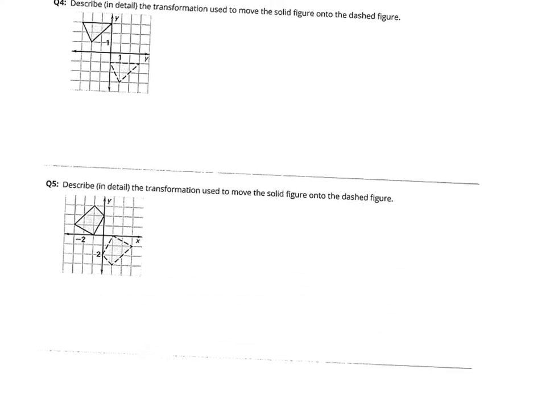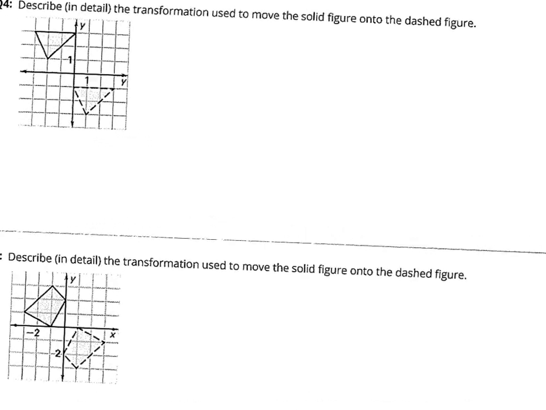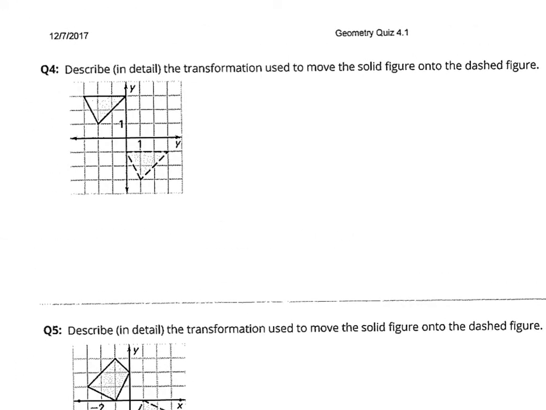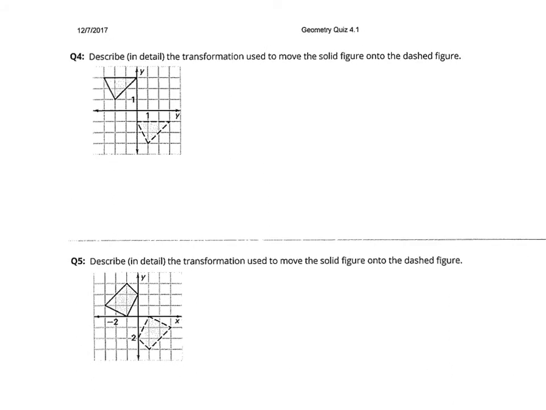Okay, 2 more questions here, I believe. Maybe 3. I think there's 3. In 4 and 5, they're kind of both the same. So we're just wanting you to describe in your own words how these shapes are being moved, okay? How is this transformation happening? Is it a translation where it's just slid? Is it a rotation where it's turned? Or is it a reflection where it's just flipped over?